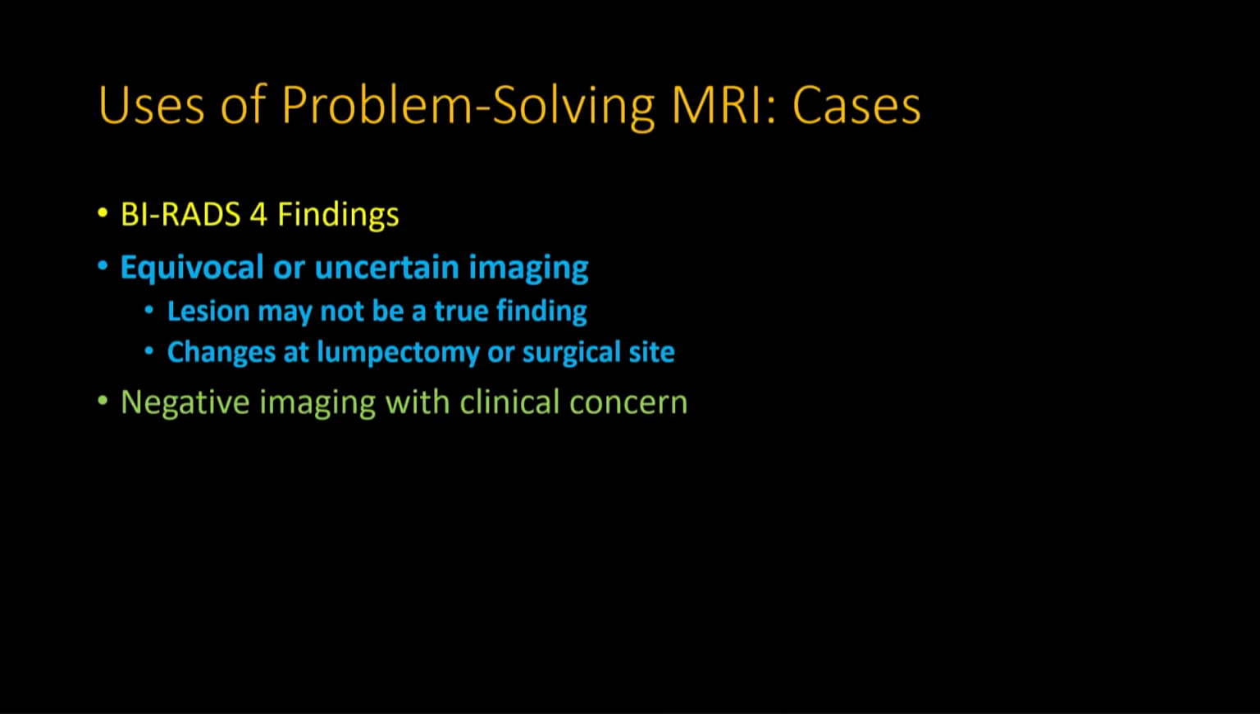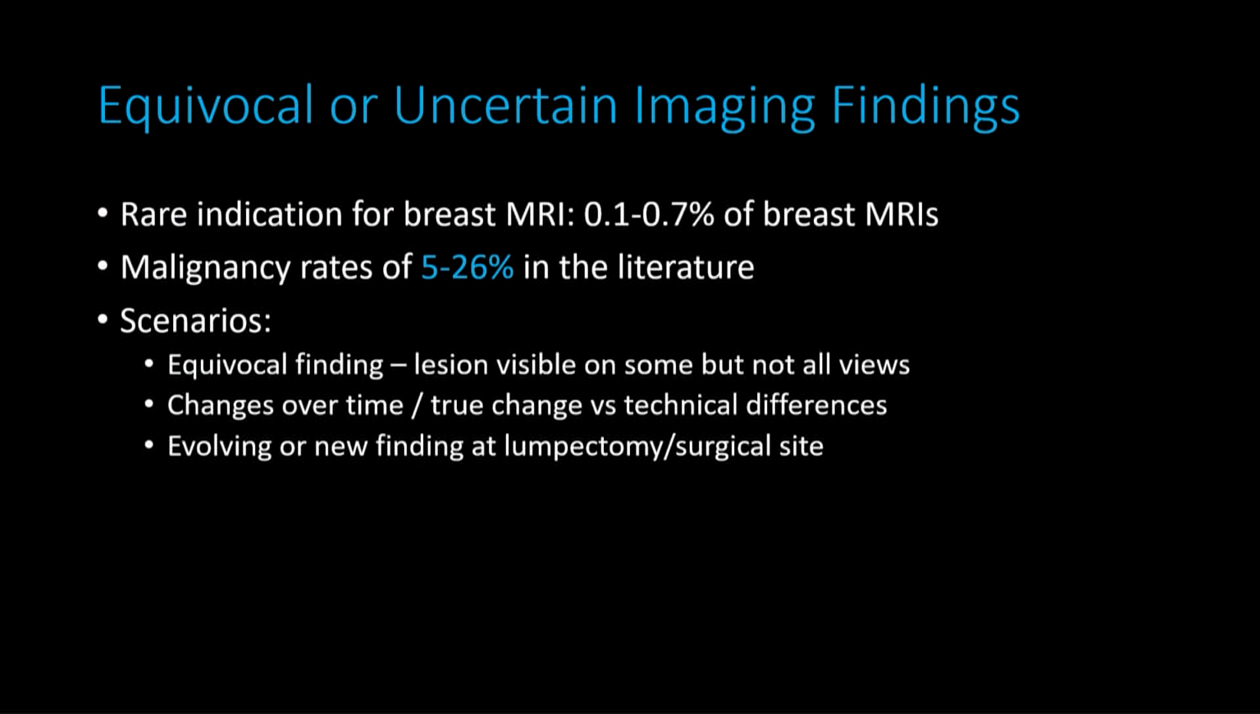So now I'm going to start talking about equivocal or uncertain imaging findings and the use of problem-solving MRI. So this is a very rare indication for breast MRI. It ranges from 0.1 to 0.7% of all breast MRIs, but the malignancy rate is quite high at 5 to 26% in the literature. So some of the scenarios that you may encounter is equivocal findings. A lesion is visible on some but not all views, and it's suspicious.